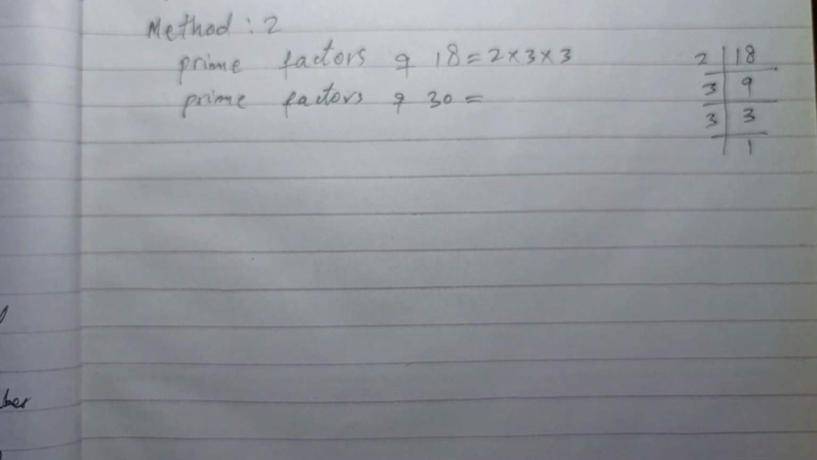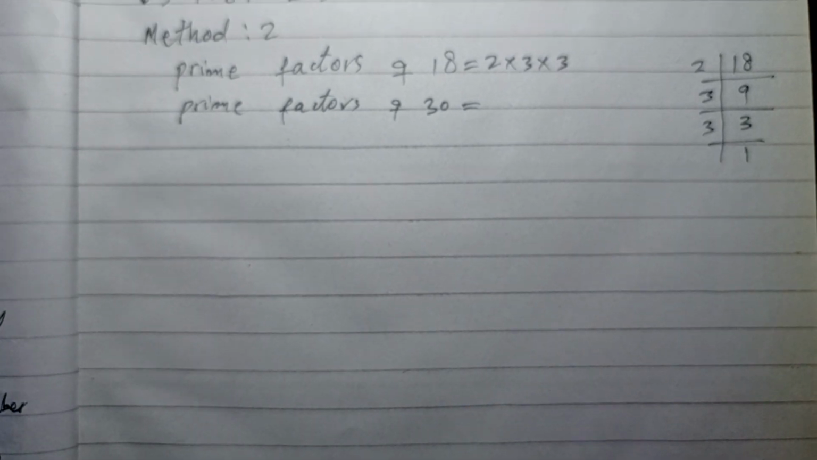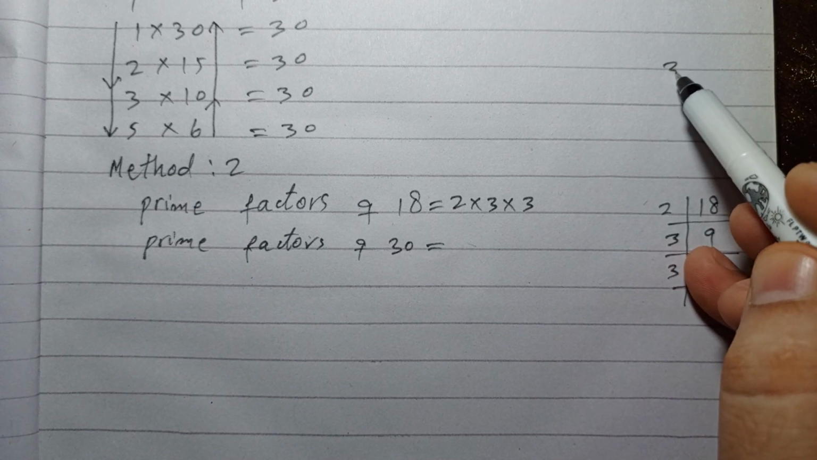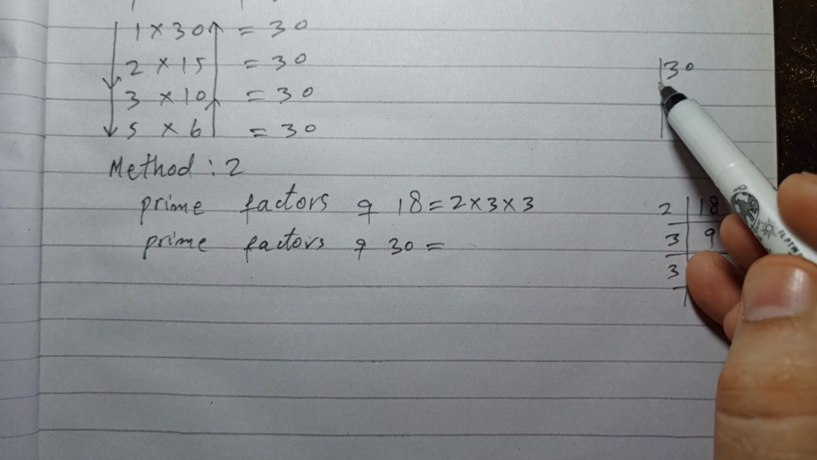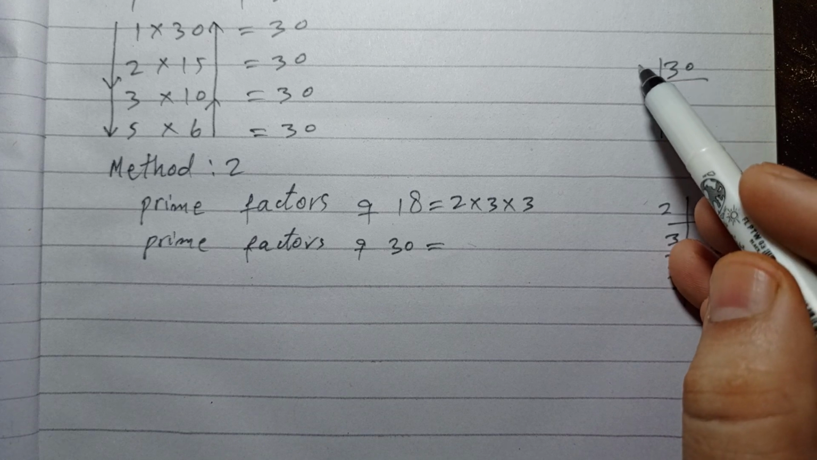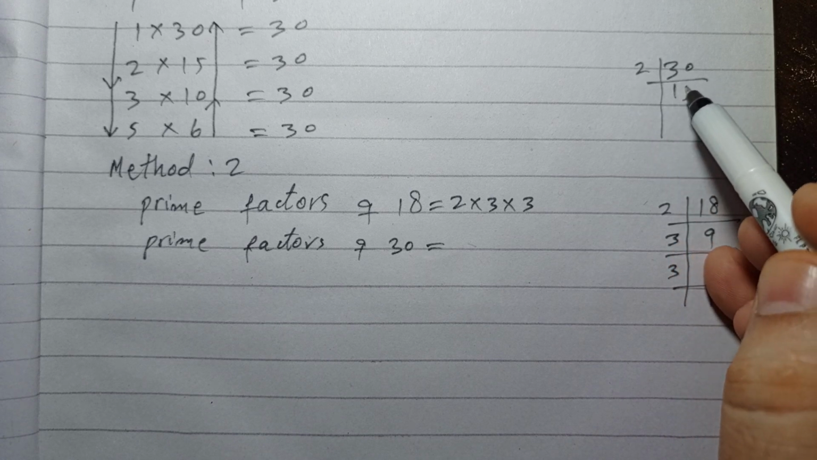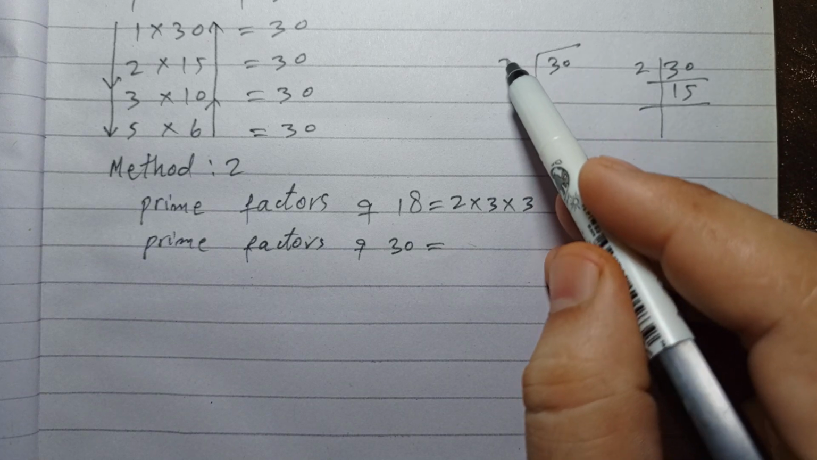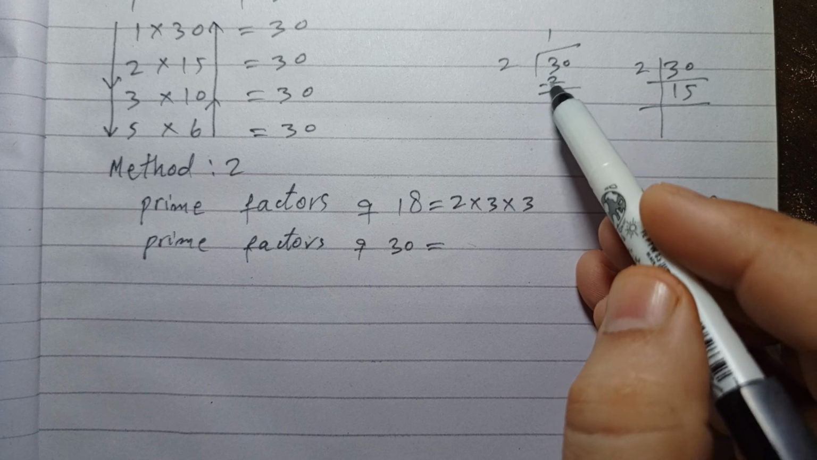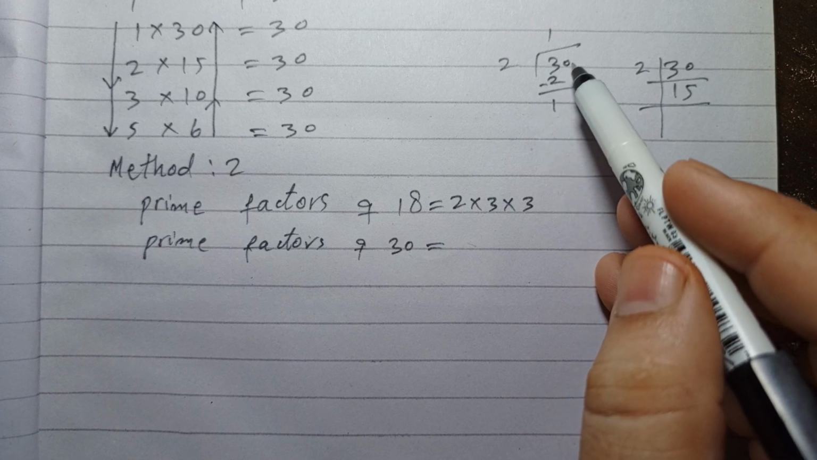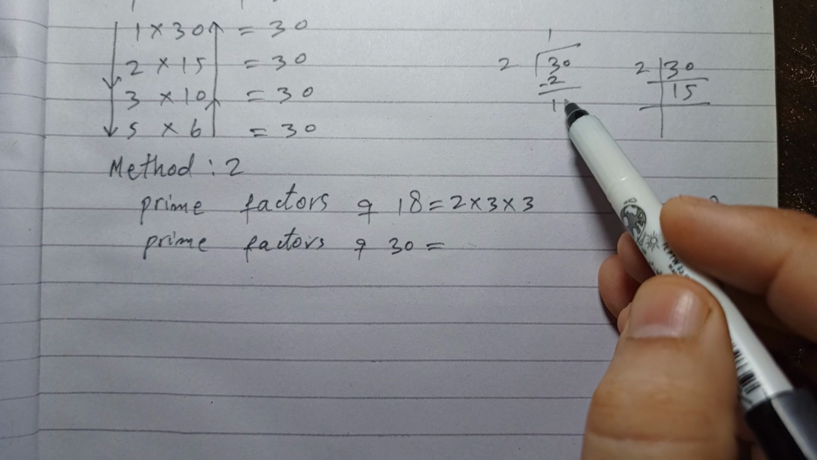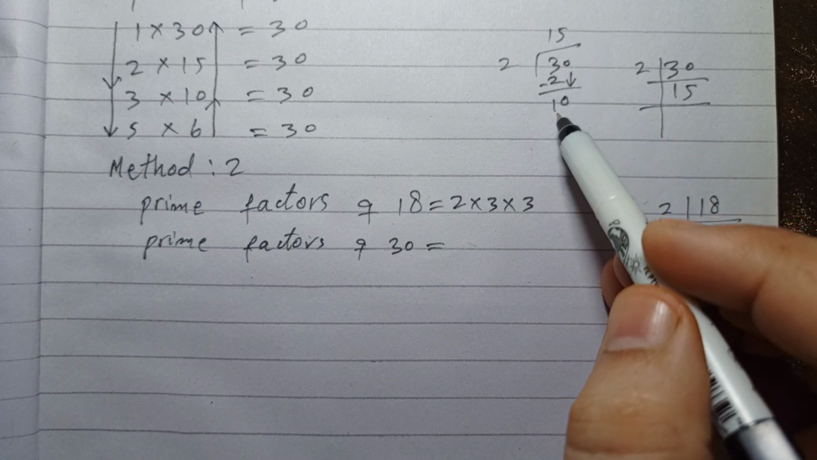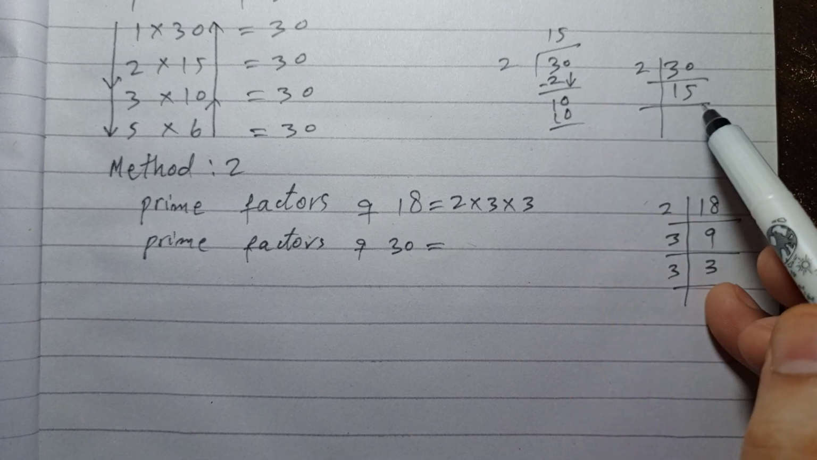Prime factors of 30. Let us find the prime factors of 30 here. Thirty can be divided by 2. 2 15s are 30. You can divide here like this. 2 1s are 2, 1 here, and you will get 0 here. Now 2 5s are 10. So 15 is the answer.